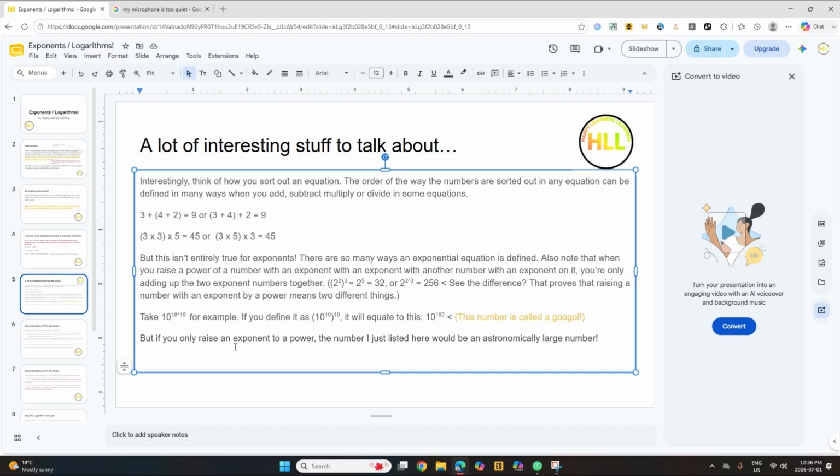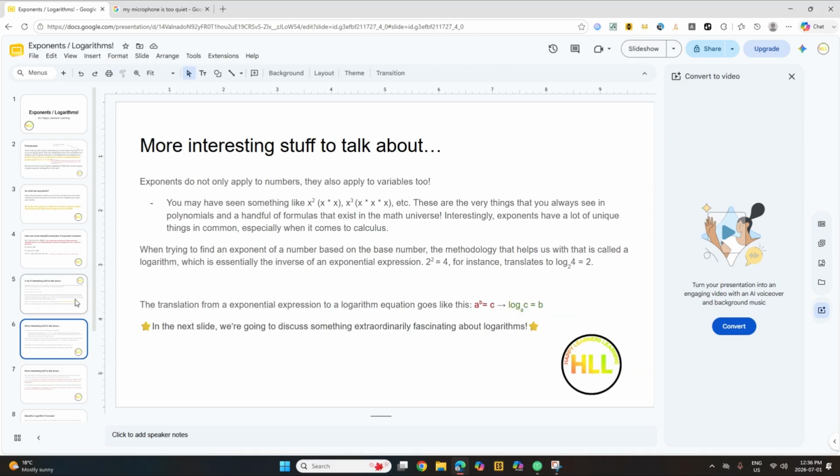But if you only raise an exponent to a power, the number right over here will be an astronomically large number. So unless you're an expert mental calculator, you most likely know how big a number it is.